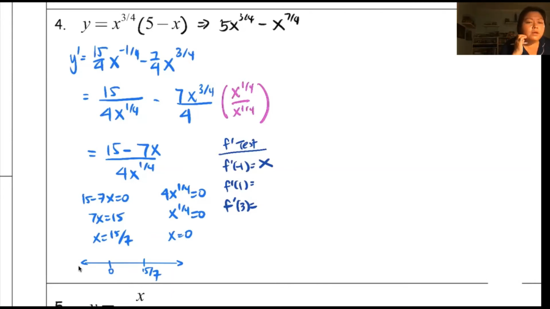Okay. Plug in 1, I get 15 minus 7, that's positive on top. And then I got 4 times the fourth root of 1, which is going to be positive on the bottom. So my final answer is positive. So it's increasing right here in this interval.